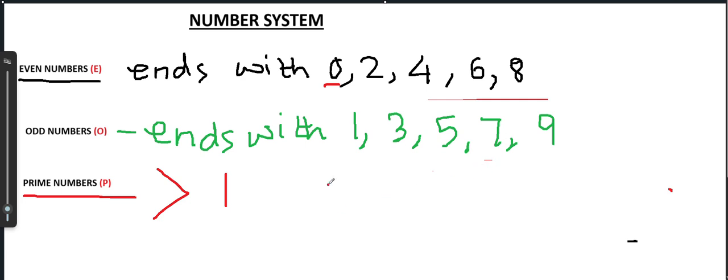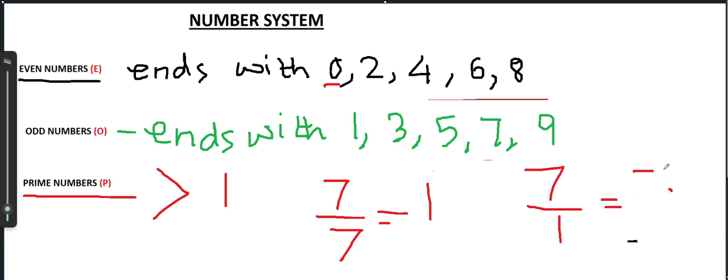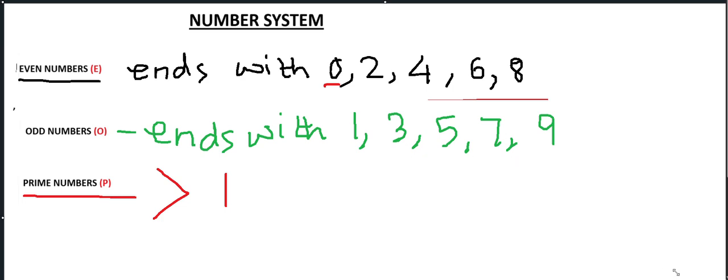Let's take for example 7. Okay, 7 is a prime number. So 7 is divisible by itself, which gives us 1. And 7 is also divisible by 1, which gives us a 7. Okay, that is a prime number. Now, can you tell me whether 14 is a prime number or not? Let's check.